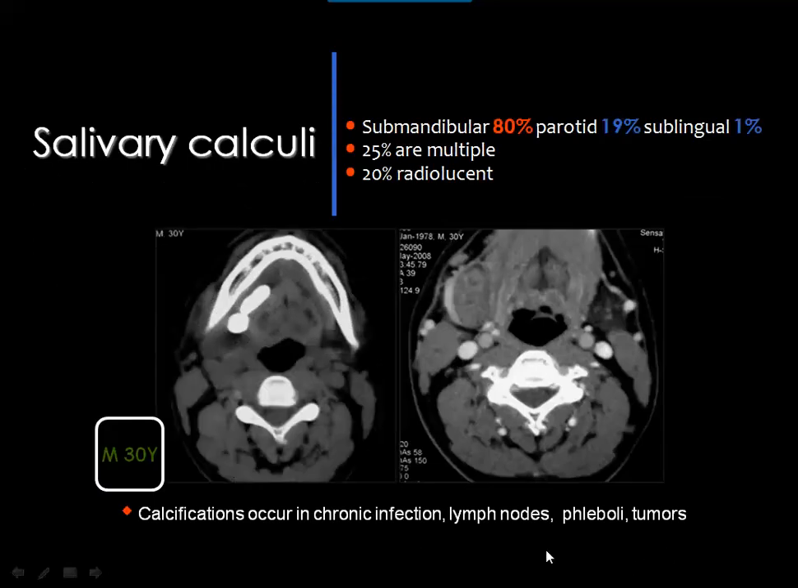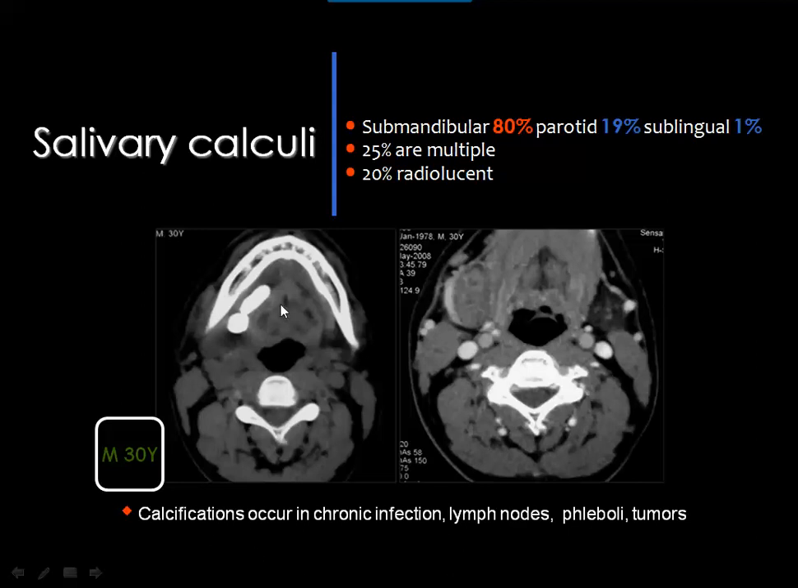Then starting with the salivary calculi, you know that they are common in the submandibular gland and relatively less common in the parotid, and relatively rare in the sublingual region. In about 25% of cases, the stones are multiple, and in about 20% of cases, the stones are radiolucent. Usually the stones in the submandibular region are more sizable than the stones in the parotid region.